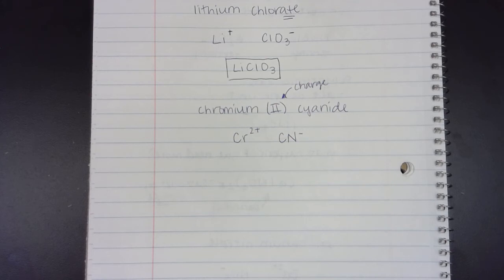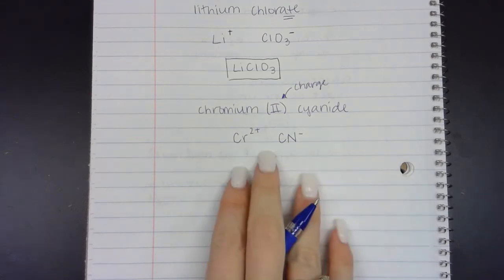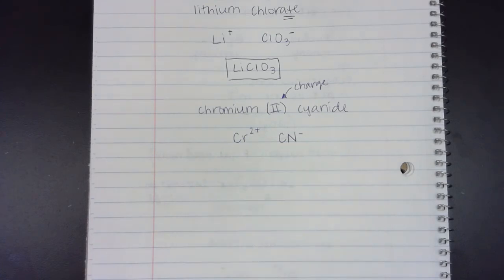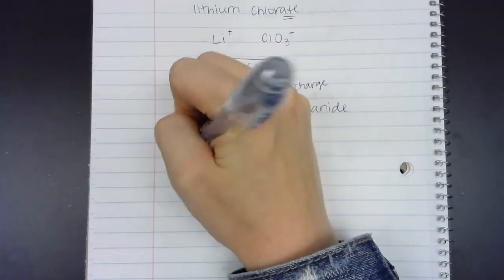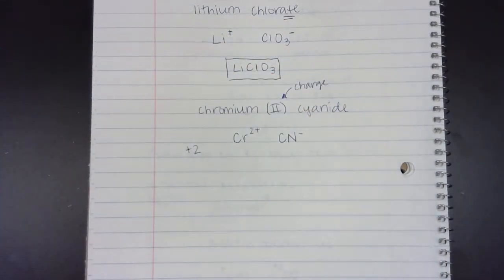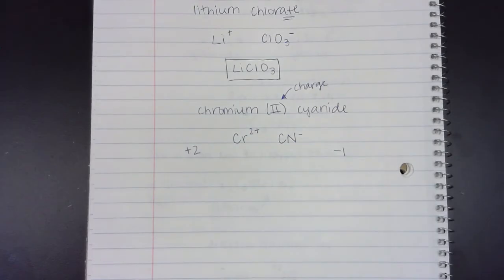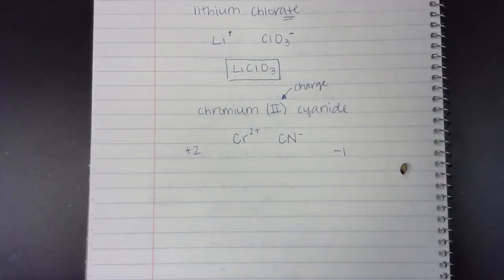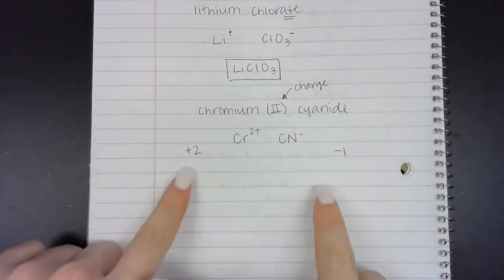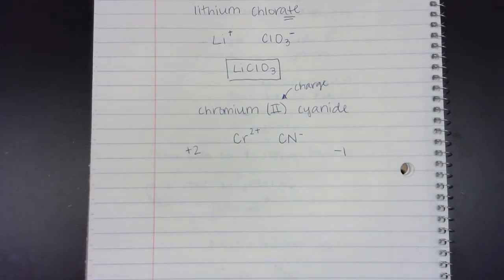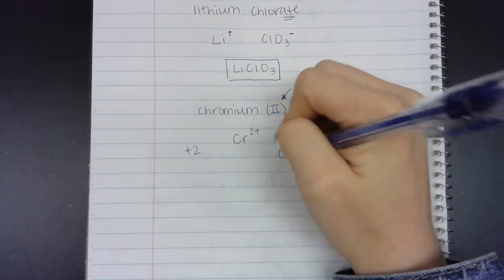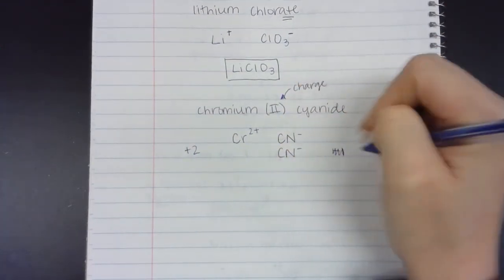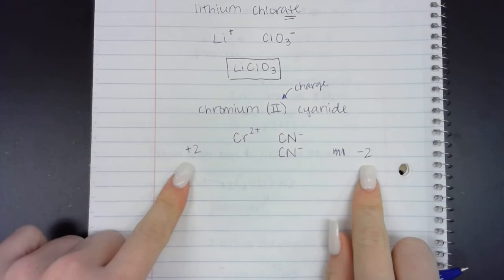All right, so what do I do now? I've got the symbols and I've got the charges. I have to cancel out the charges. Okay, so I've got a +2 over here. And I've got a -1 over here. So do I need more positive or more negative? Yes. More negative. How many more do I need? Just 1 more. If I add another cyanide, then this becomes a -2, and they cancel.